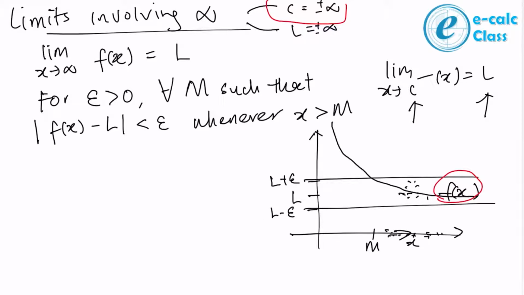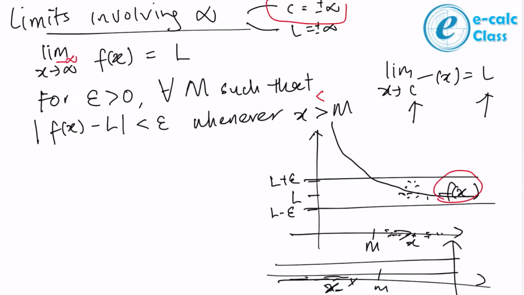Then what about negative infinity? It's actually the same. Just replace this one with negative infinity. This one don't touch. Just that this one changes: x smaller than m, which means this is the other side. M is here, now your x is here. And actually it's the same concept, your L and then your epsilon. So actually they are the same.